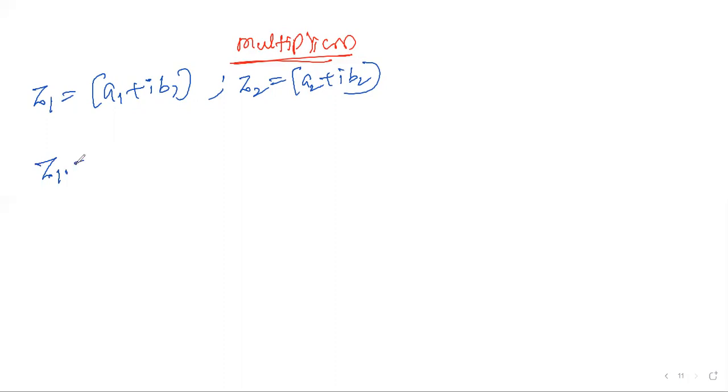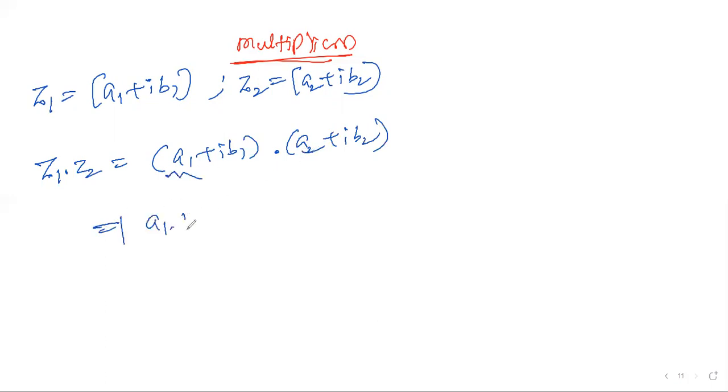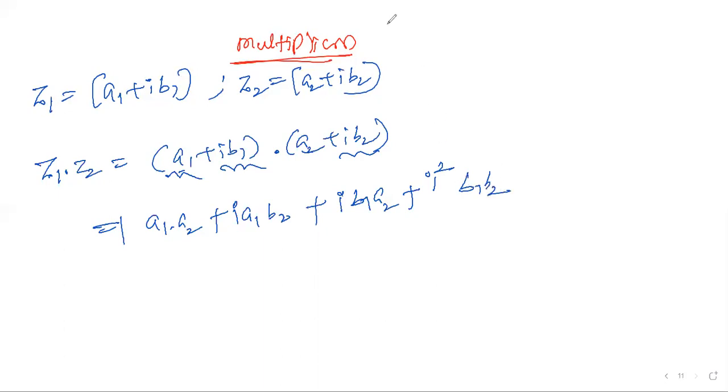I'm multiplying Z1 into Z2. How can you multiply? A1 into A2, plus A1 into iB2. Next, iB1 into A2, so i B1 A2, plus i into i, that is i square, B1 into B2. Clear? No doubt on that. A1 into this total, then B1 into this.